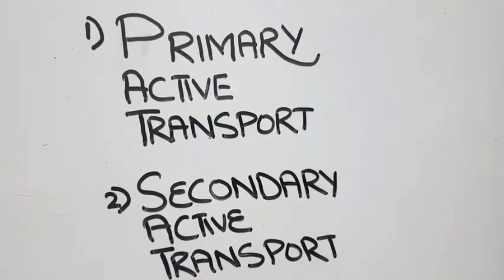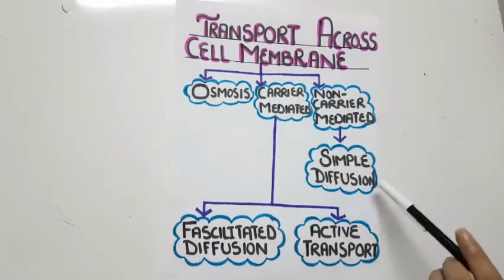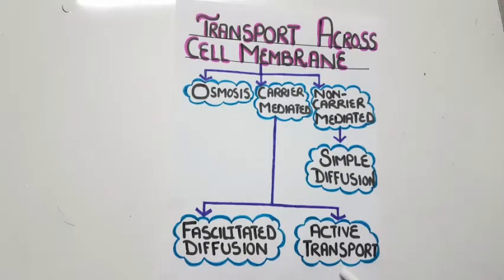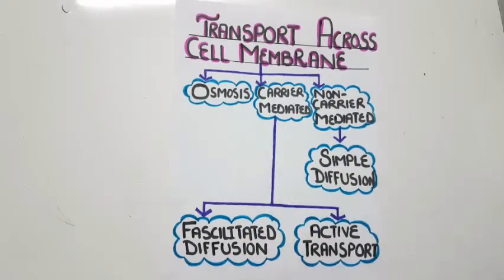But before going to the main topic, I'll just do a revision of types of transport processes across the cell membrane. There are different types of processes through which molecules or ions are transported across a cell membrane. They include simple diffusion, which is a non-carrier mediated process, active transport and facilitated diffusion, which are carrier mediated processes, and osmosis.